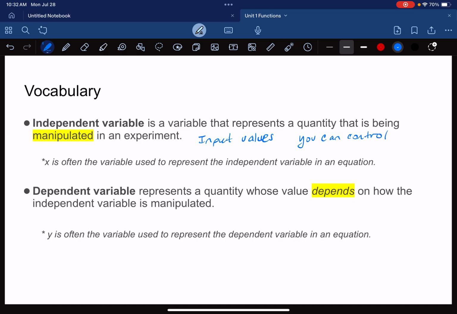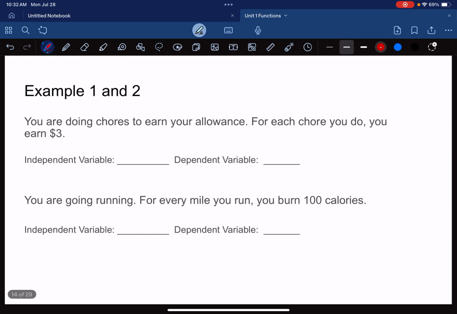The dependent variable represents a quantity whose value depends on how the independent variable is manipulated. So these are your outputs, and you cannot control them in a lot of cases. So these are just rules of thumb, okay, for what you can control and what you cannot control. That works for most of them, okay? So typically x's are independent and y's are dependent, okay? Let's look at some examples. I think that'll help you understand these two terms, okay?